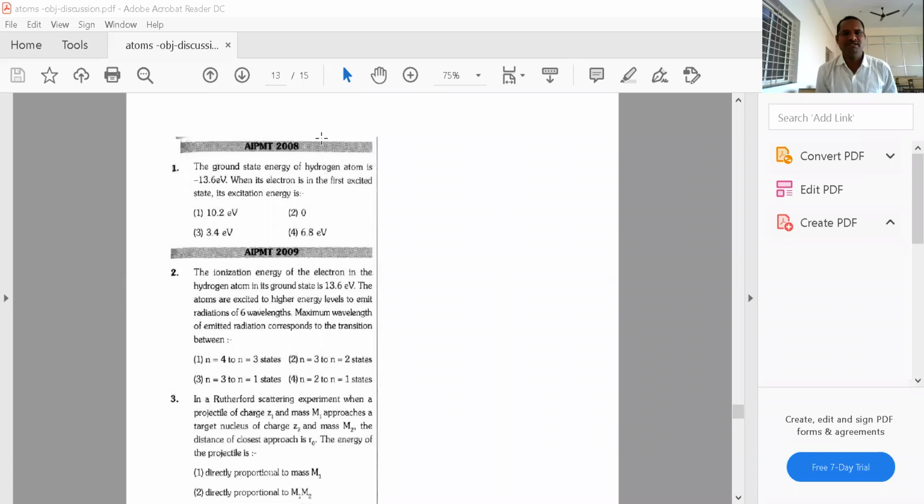Previous year questions. See in that previous year question, what have they given? The ground state energy of hydrogen atom is minus 13.6 electron volt. Ground state energy it is. Okay, fine. The ground state energy is equal to minus 13.6 electron volt, given. We know this value also. Okay, when its electron is in the first excited state, then what is the excitation energy? See, when the electron is in the ground state and it has to go to the first excited state, means n is equal to 2.